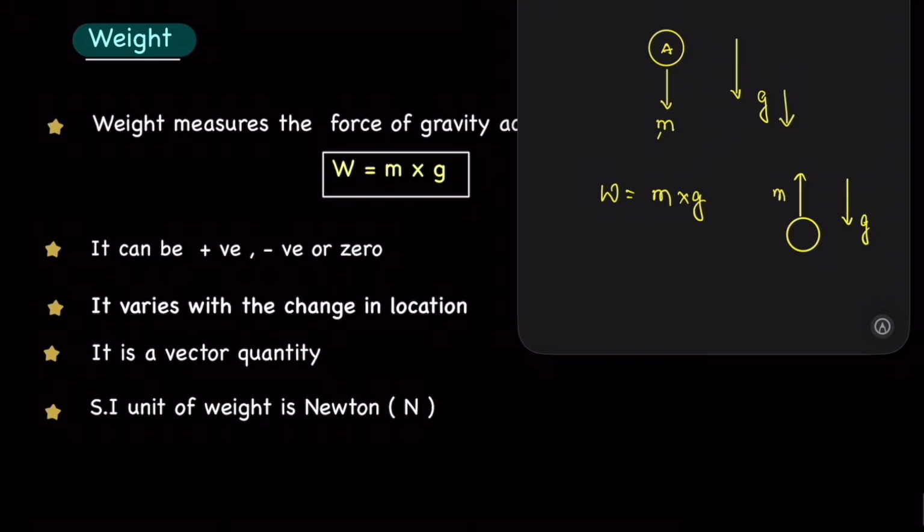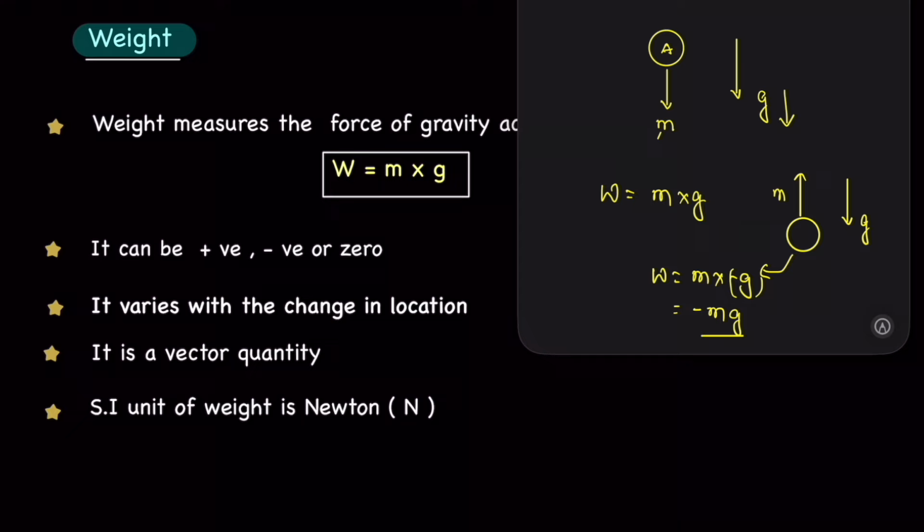So here in this case, W is equal to m into minus g, so it is equal to minus m into g. What you notice here is that mass is a scalar quantity, so mass doesn't depend upon direction. But this g, which is acceleration, is a vector quantity. By changing the direction, its sign will change.